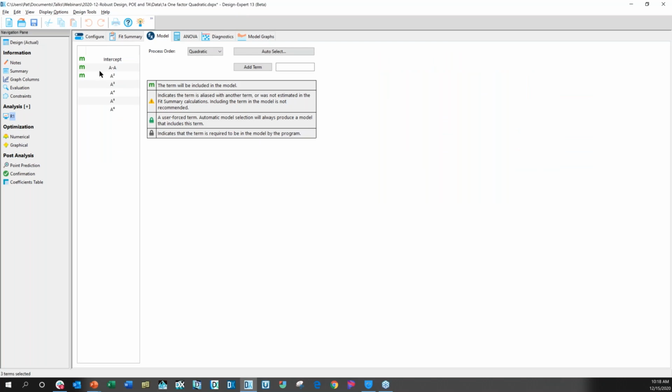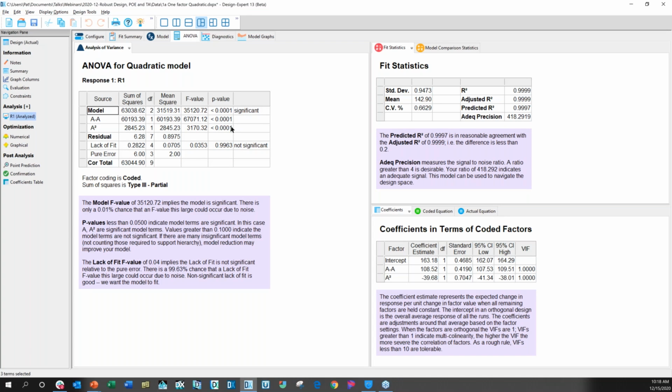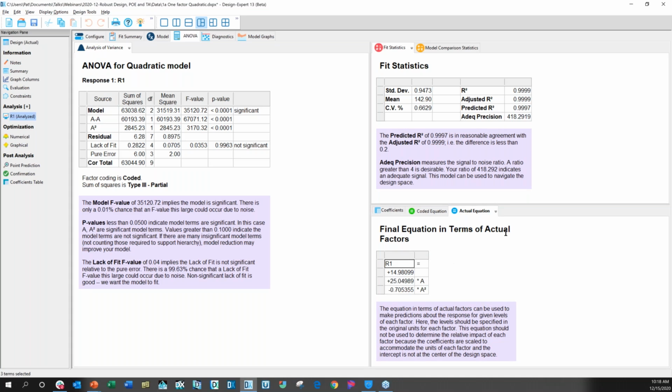We pick that model, intercept plus coefficient times A plus a coefficient times A squared. So the model's highly significant, lack of fit's insignificant. Yeah, I made the model fit perfectly, almost perfectly. R squareds all round off to almost 1. Now what we want to look at is the actual equation, because the standard deviations are measured in terms of actual values, whatever the values of your response are, and the X's, not coded values. So we can see there's our equation of 15 plus 25 times A minus 0.7 times A squared.